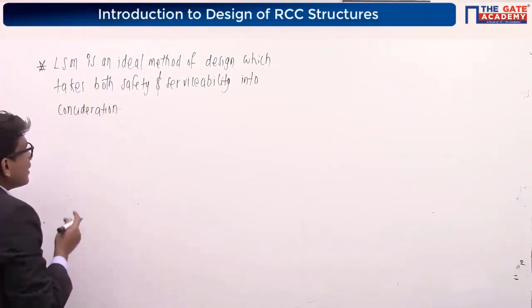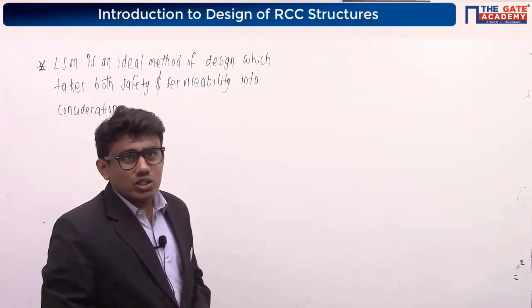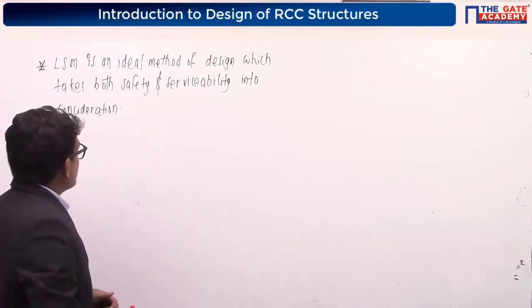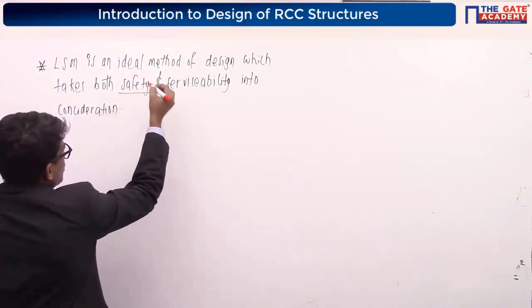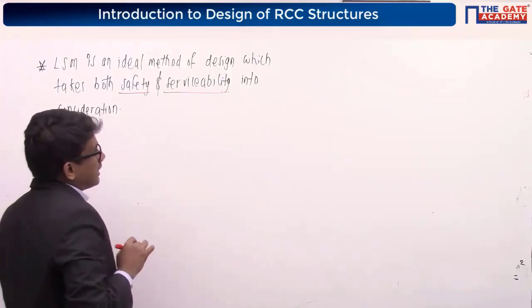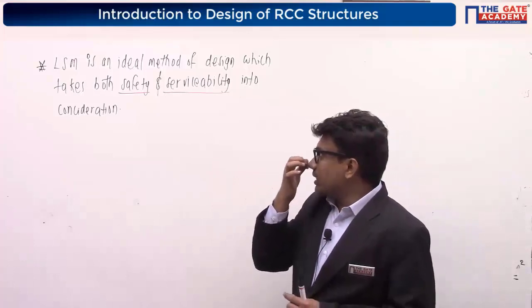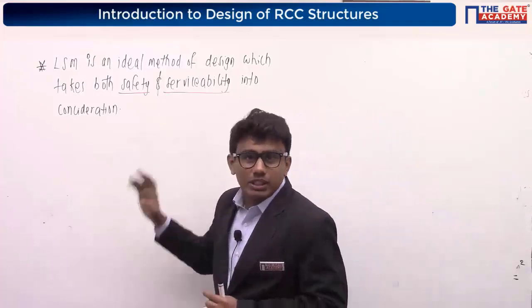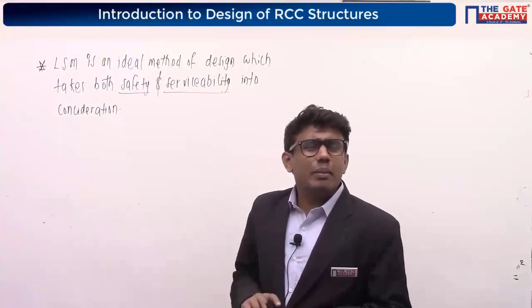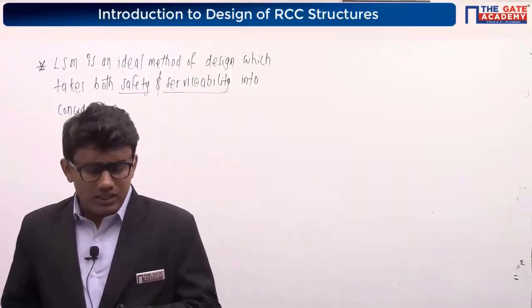Or it is the method which considers safety and serviceability of the structure into consideration. You have to underline these two words, that is safety and serviceability. Remember this. We will understand these terms by explaining this. We are explaining the limit state method of design, right? What is this limit state? Anyone? We are discussing the limit state method, but I will start with this.